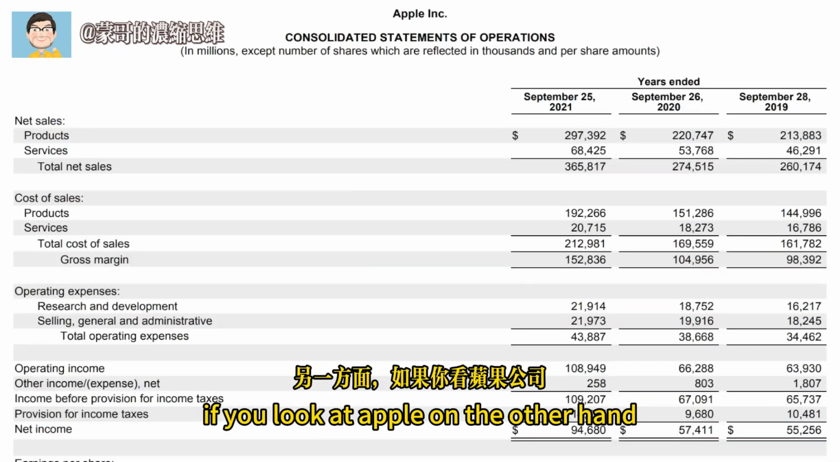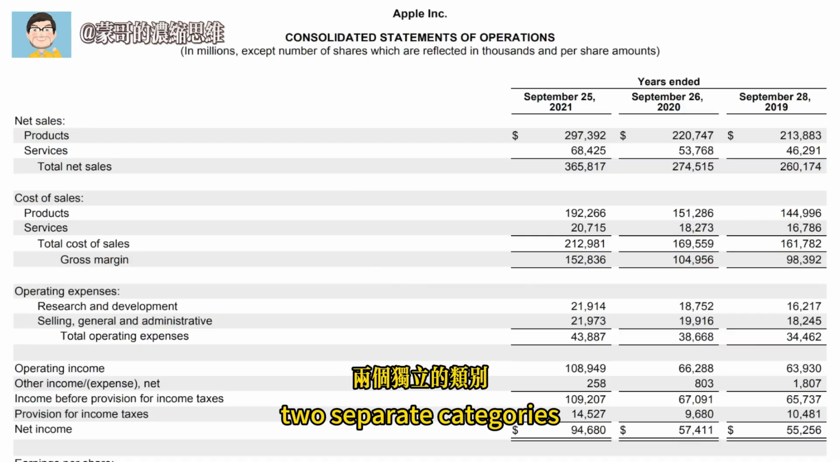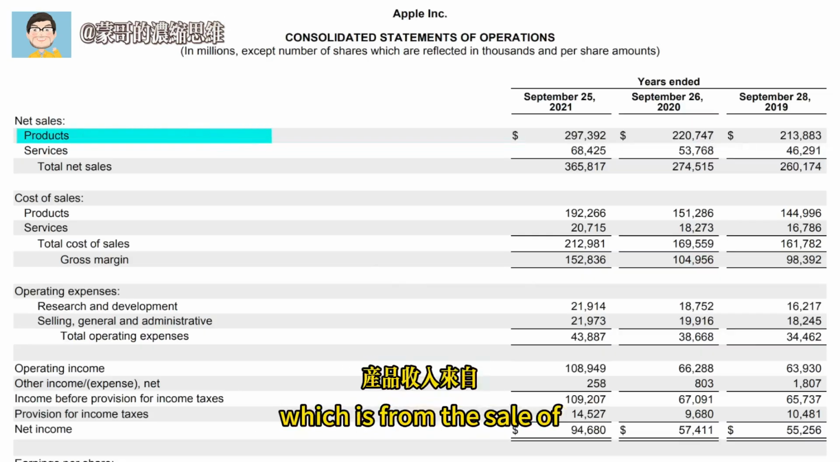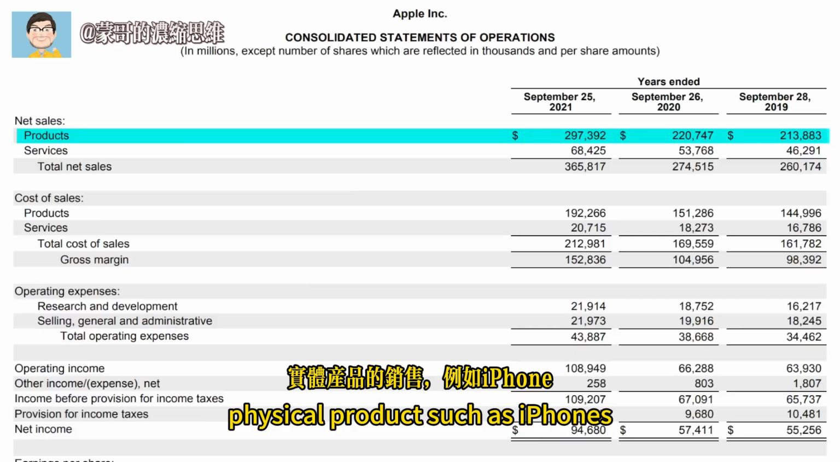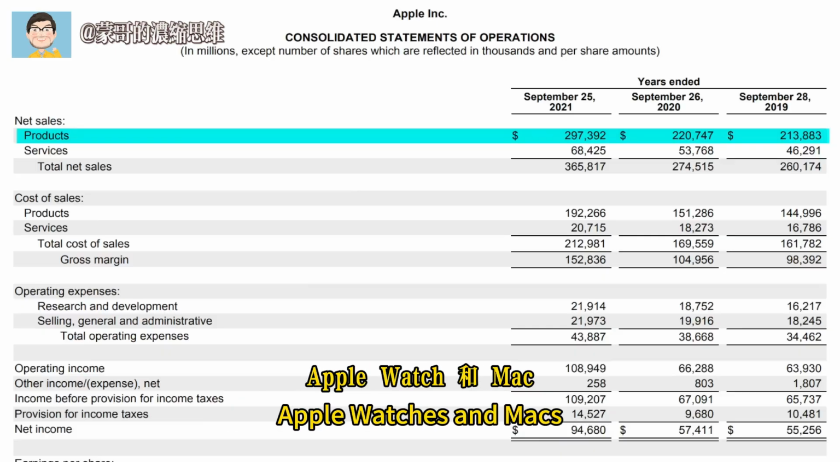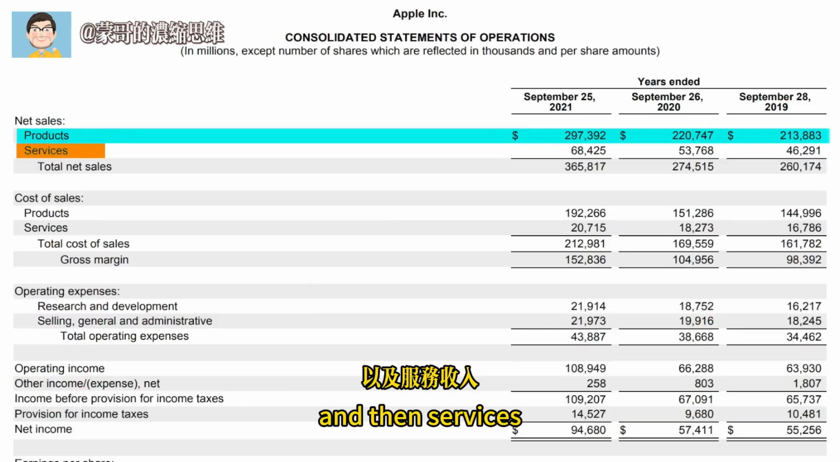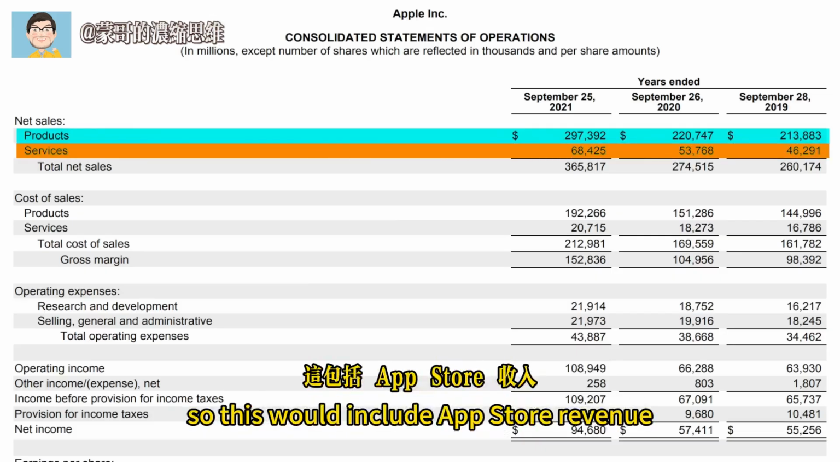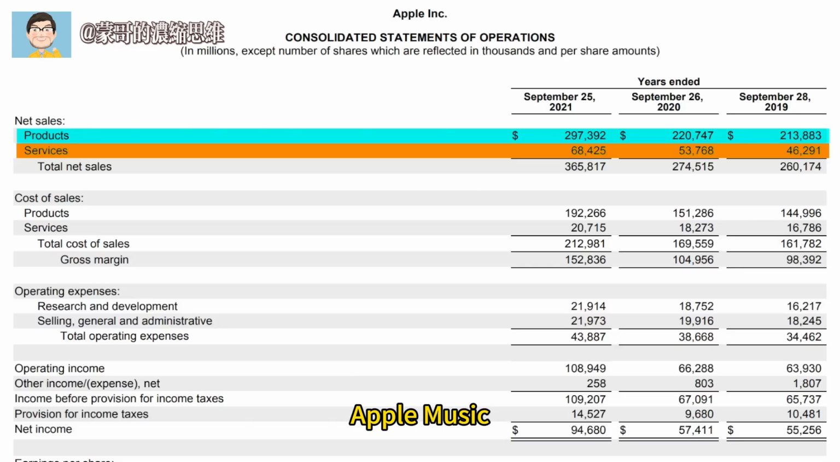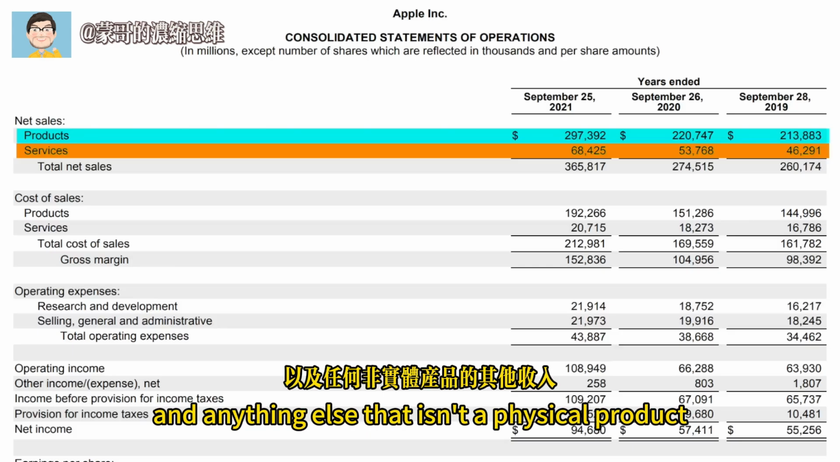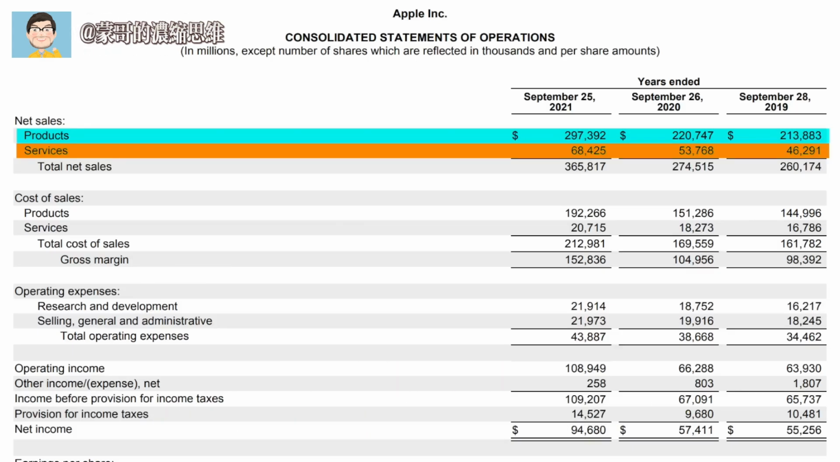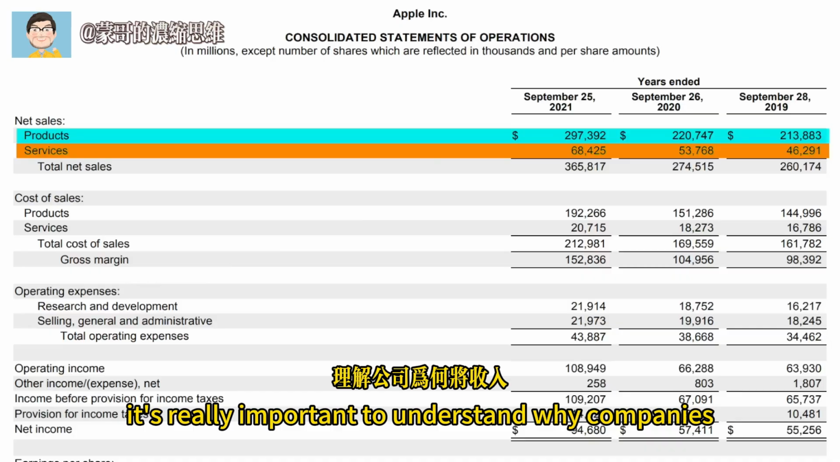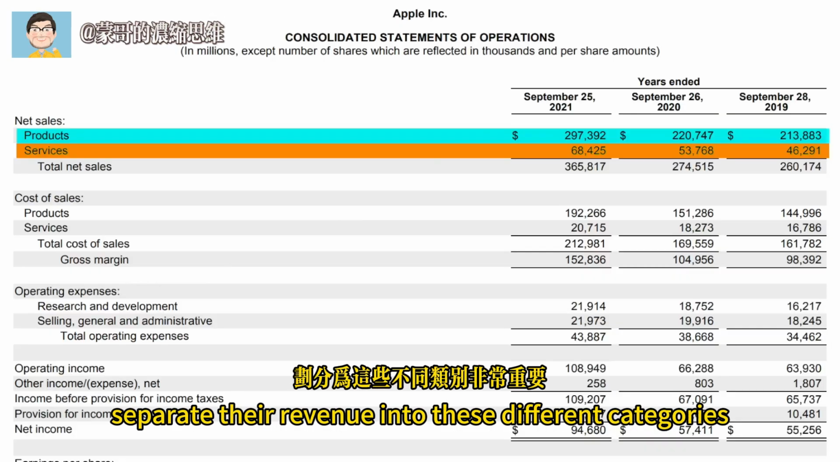If you look at Apple, on the other hand, they break out the revenue into two separate categories. Products, which is from the sale of physical products such as iPhones, iPads, AirPods, Apple Watches, and Macs. And then services, which is revenue from software and subscription services. So this would include App Store revenue, Apple Music, cloud storage, and anything else that isn't a physical product. It's really important to understand why companies separate their revenue into these different categories.